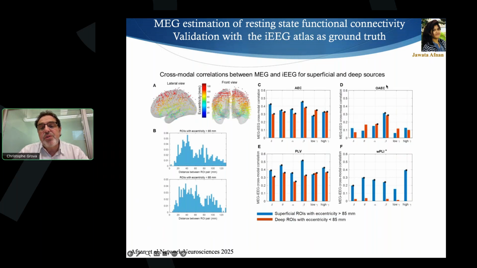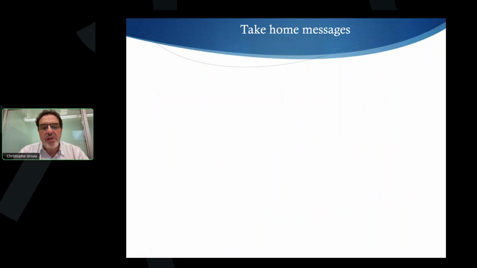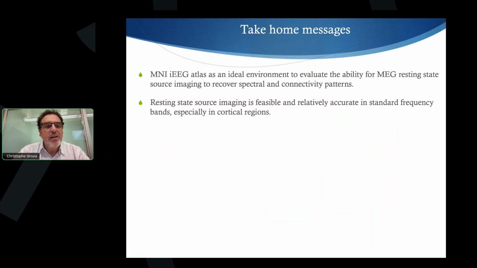So of course, it's more interesting when you have methods that are sensitive to zero lag, they are a bit biased by high values. And when you are removing the zero lag, it's still largely accurate, notably in the alpha and beta bands for envelope correlations. But be careful, especially for deep regions, the weighted phase lag index was quite inaccurate. So that was our main finding here.